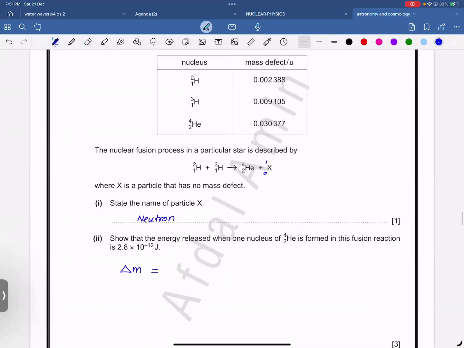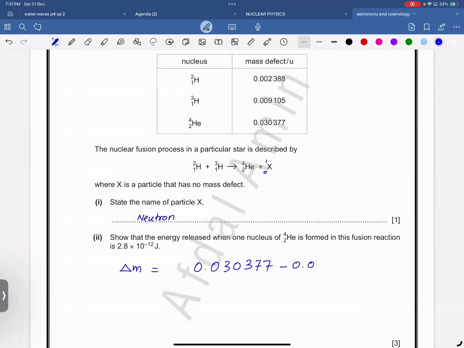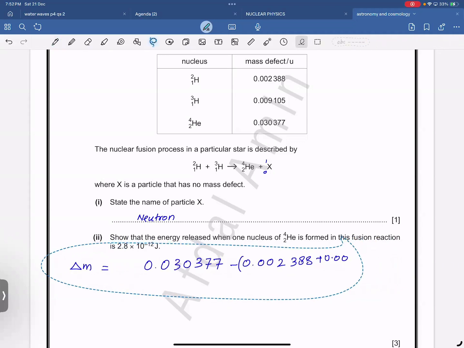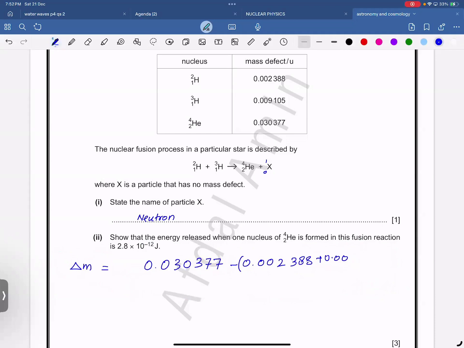Helium is 0.03037 and hydrogen was... Still, it's the same thing. Change in mass of each... 0.02388... 0.00... 9105. Give me this mass defect first.